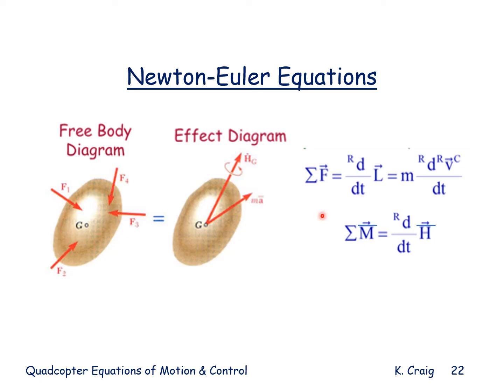The moment equation says that the summation of moments of all the external forces acting on the quadcopter about the center of mass, this is M with an overbar, and it's a vector, equals the time rate of change in the grounded reference frame of the absolute angular momentum of the quadcopter with respect to the center of mass. This is an H with an overbar. These are the Newton-Euler equations, both in diagram form and in equation form, and we will now apply these equations to our quadcopter.